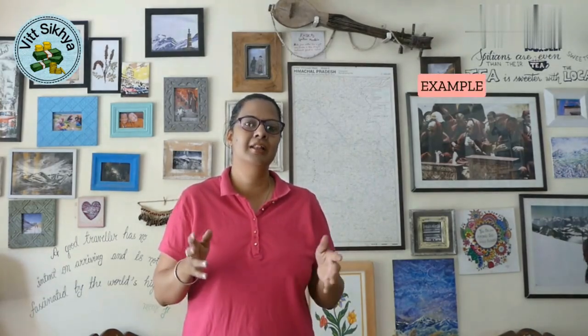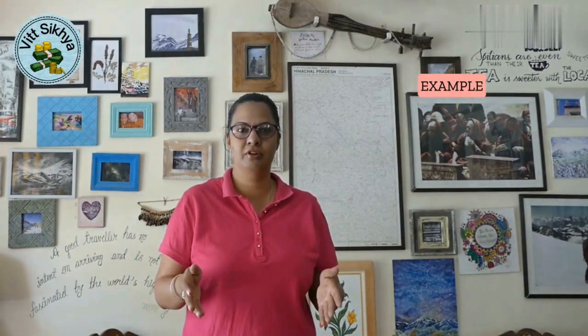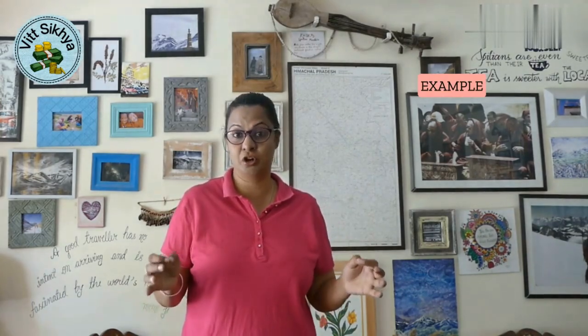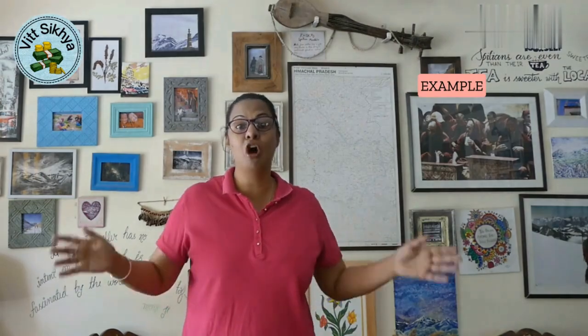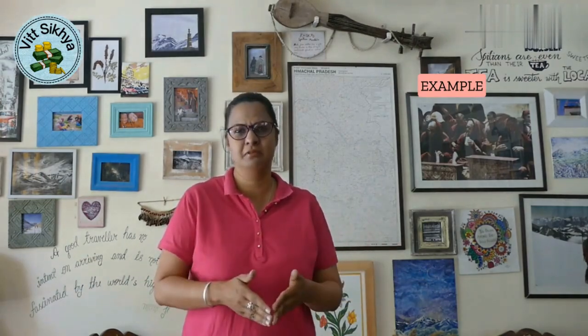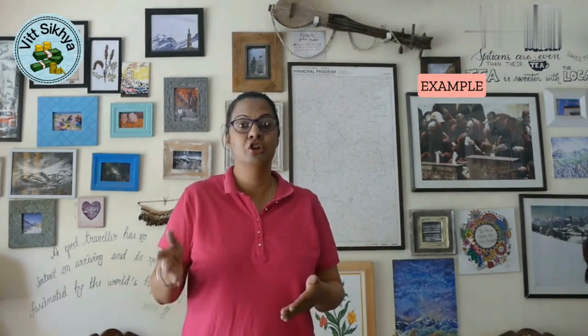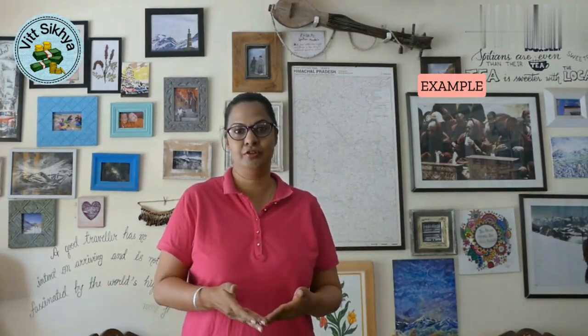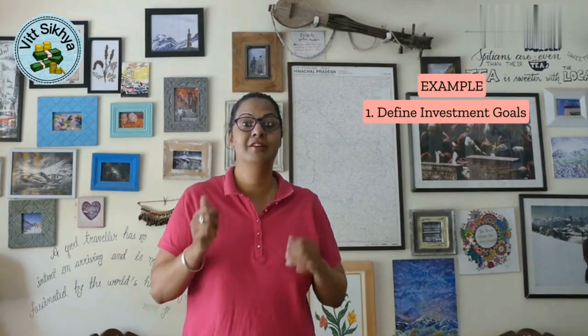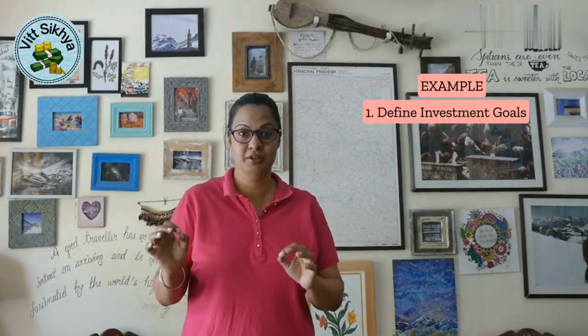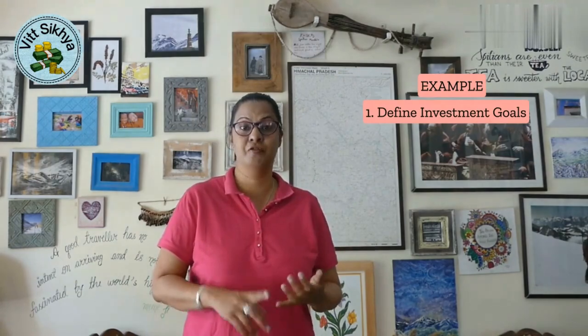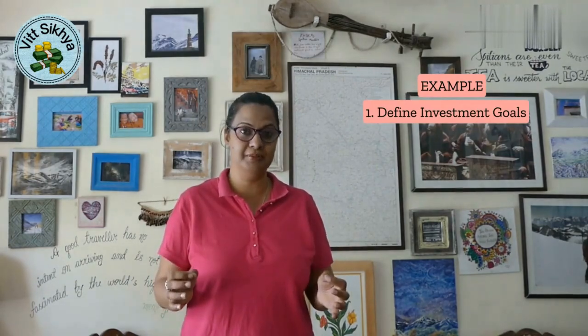Let's understand the process using an example. Let's say you are a 30-year-old investor with a high risk tolerance and a long-term investment horizon. Let's say about 10 years. Your goal is wealth creation. Number 1, define investment goals. Long-term wealth creation for future financial security.